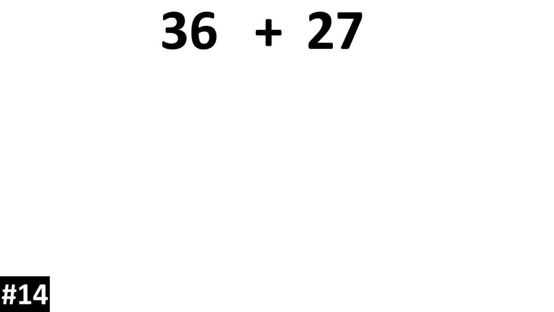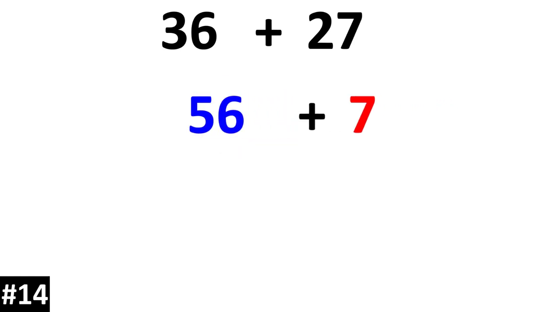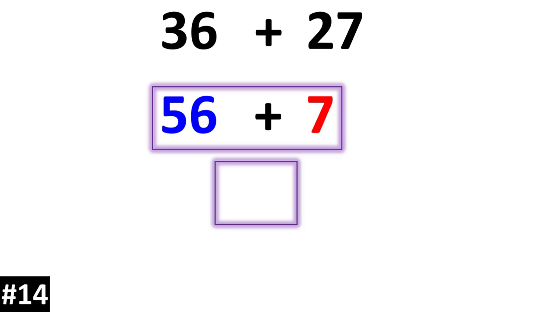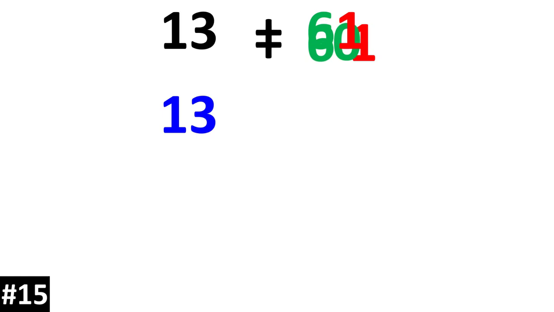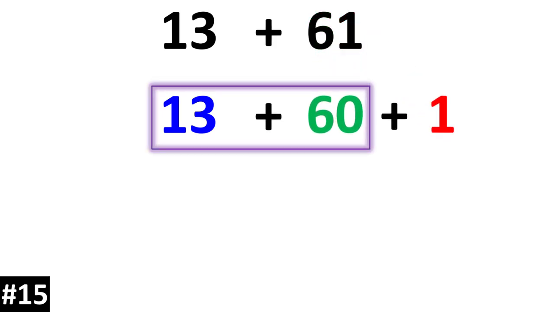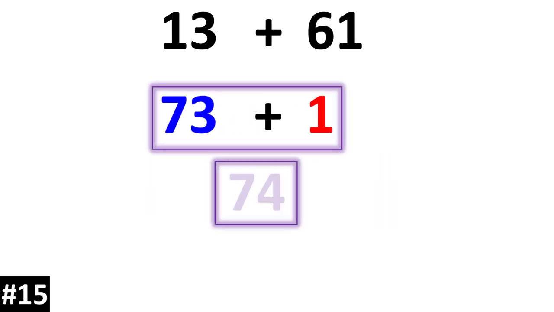36 plus 27. This can be thought of as 36 plus 20 plus 7. The 36 plus 20 gives us 56. 56 plus 7 is 63. 13 plus 61 is the same thing as 13 plus 60 plus 1. 13 plus 60 is 73. We add the remaining 1 and we get 74.